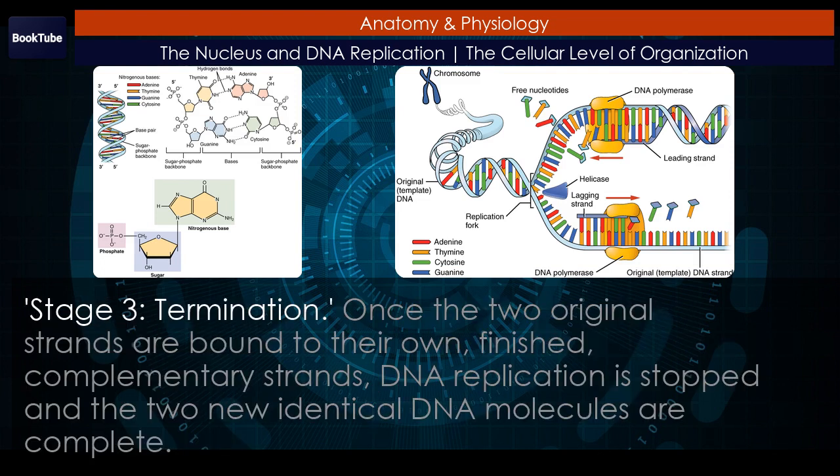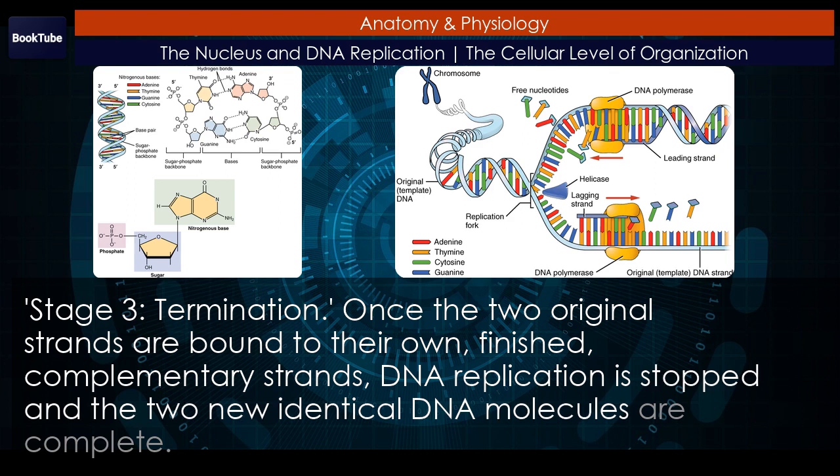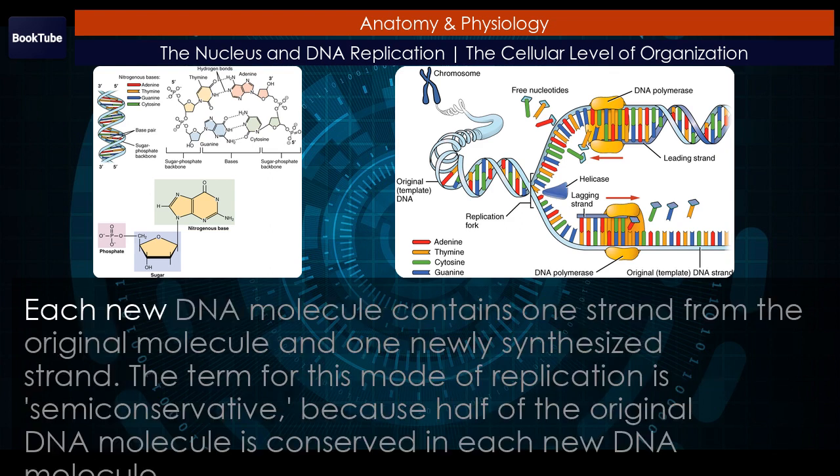Stage 3. Termination. Once the two original strands are bound to their own finished complementary strands, DNA replication is stopped and the two new identical DNA molecules are complete. Each new DNA molecule contains one strand from the original molecule and one newly synthesized strand.